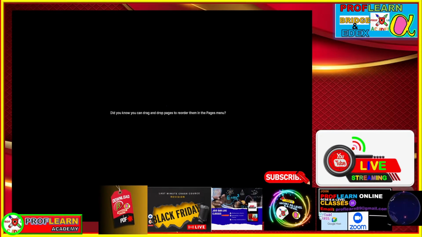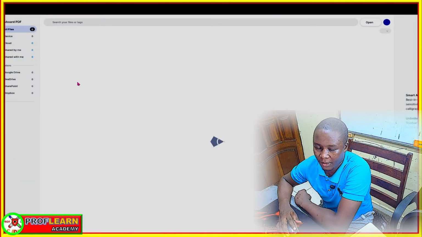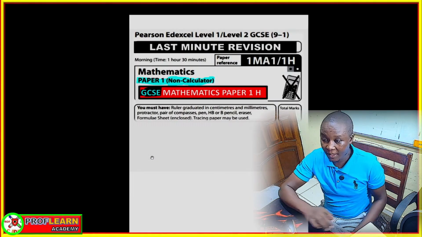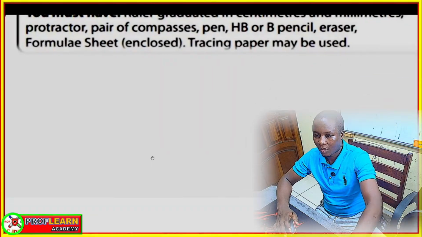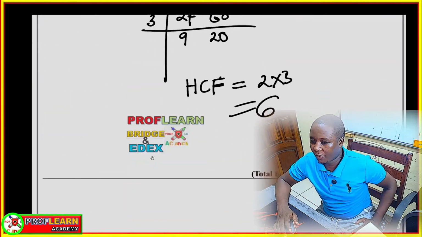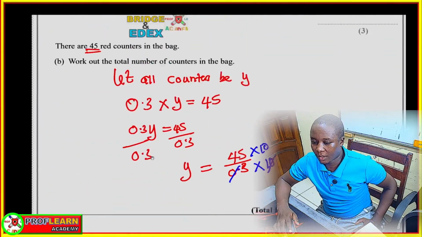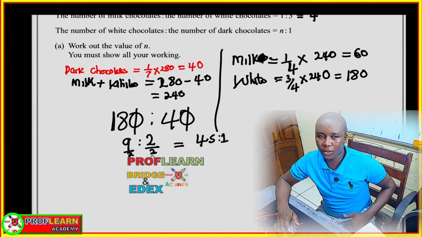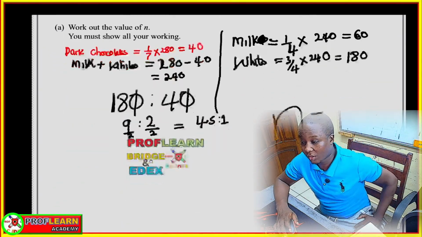Now let's dive in so that we can look at the other areas that were tested in this paper, and what was the best way you could have approached them. So else HCF, we have already covered that, and probability, we have done that. Drawing graphs, we've already done that, and maybe you are given ratios, percentages, and fractions. You can work out that.